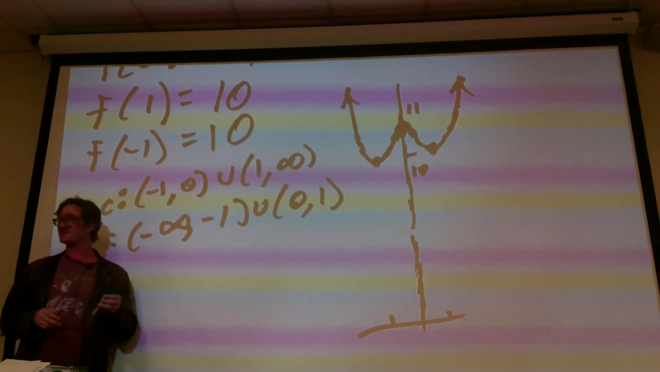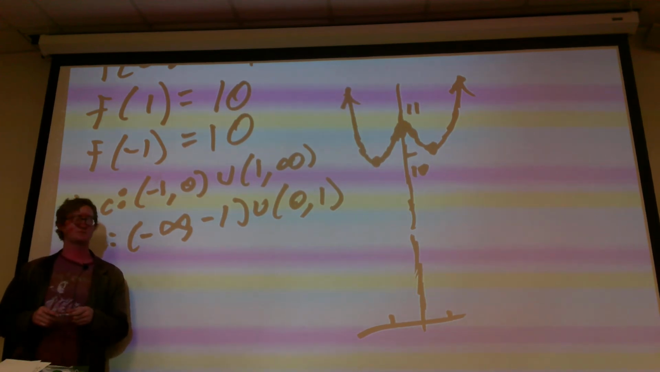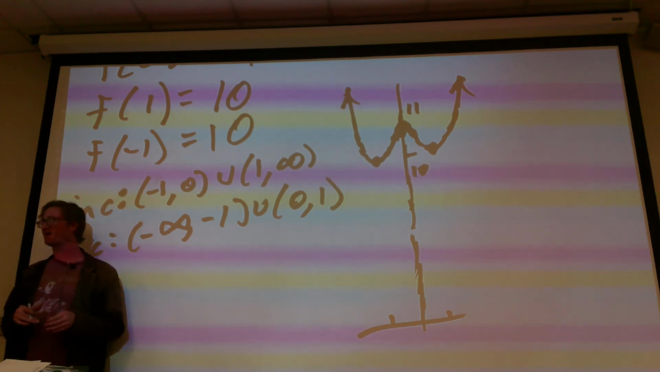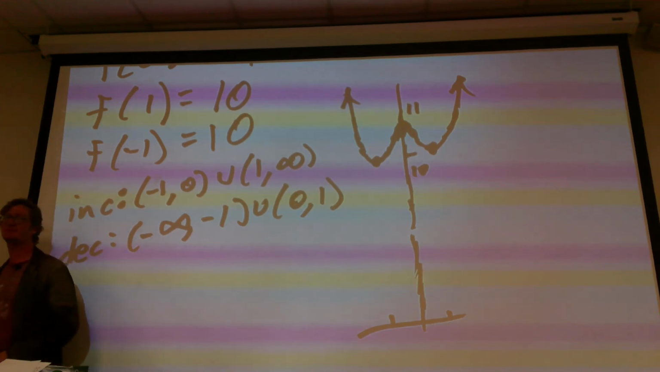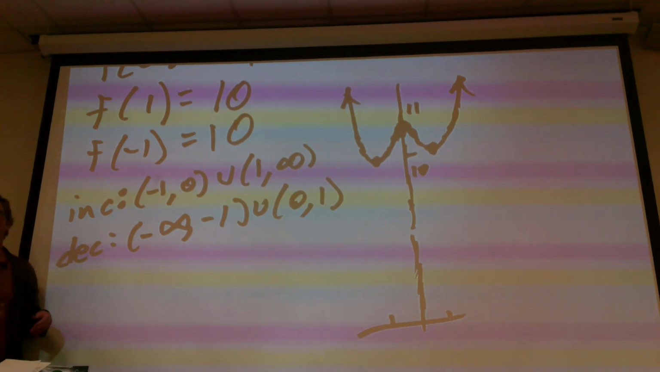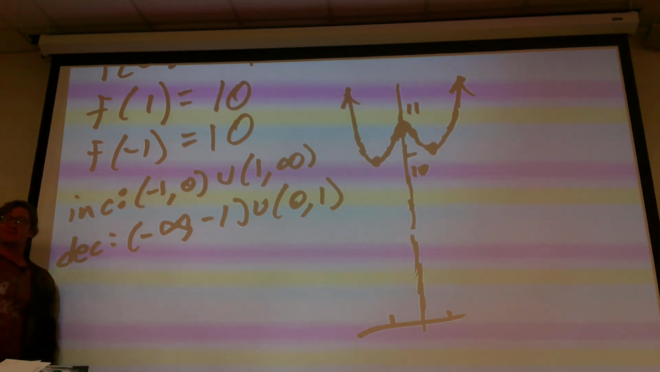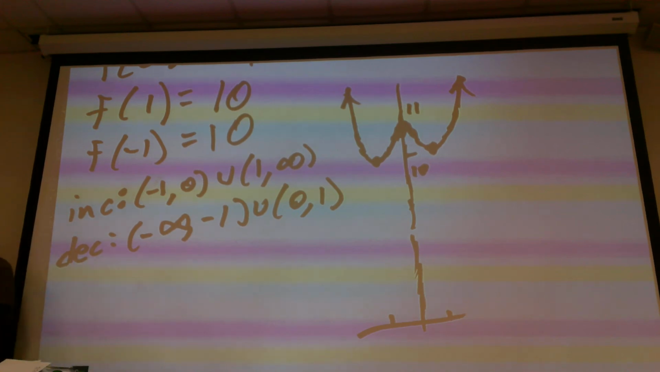And when I do this on a test, if you look on the practice test, this one's on there. I actually give you a scale so that you can see this is 11, 10, 9, and so on. And if your graph does not fit onto the scale that I put on there, you have the wrong graph. Okay, then we can ask, where is this thing concave up and where is it concave down?